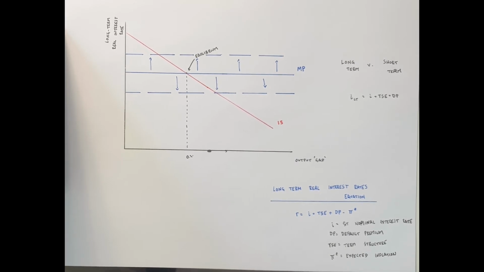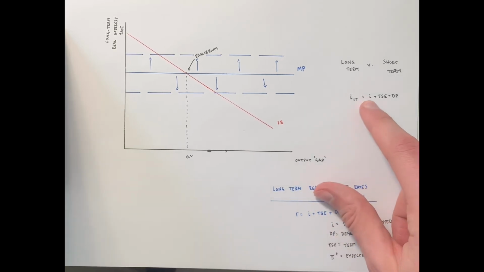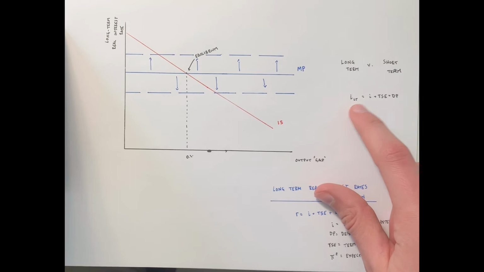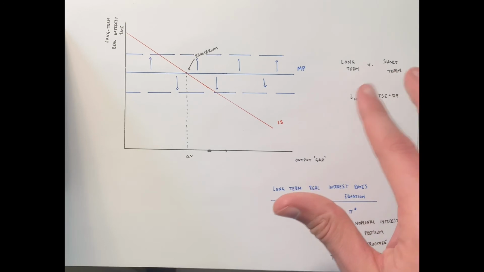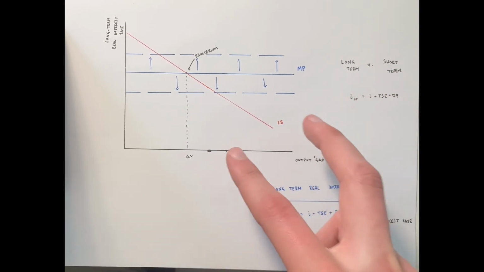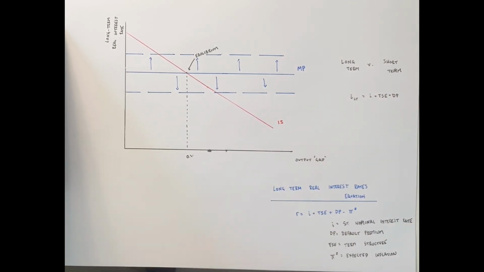That's why the central bank can more effectively adjust the short-term interest rate, but not so much the long-term, because they can't really control the default premium or the term structure effect in the equation. So that's huge and that's important. They're related in some way, but not completely. Long-term is not equal to short-term because of the term structure effect and the default premium.